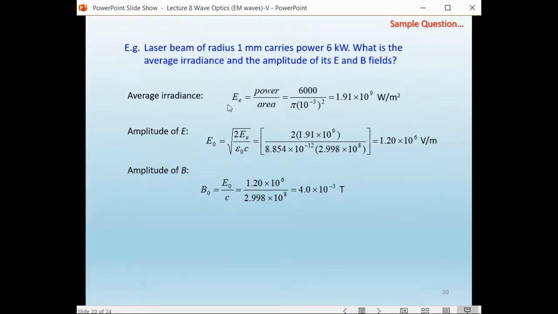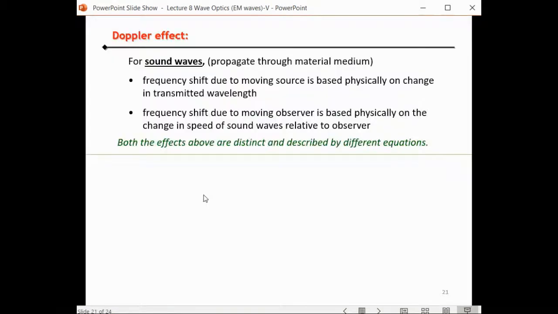Making use of the irradiance, the amplitude of E field will be given by root of 2 multiplied by the irradiance divided by epsilon 0 c. And this will give us a value of 1.2 times 10 to the power 6 volts per meter. And the amplitude of B, which is related to E through a factor c, will give us 4 millitesla.